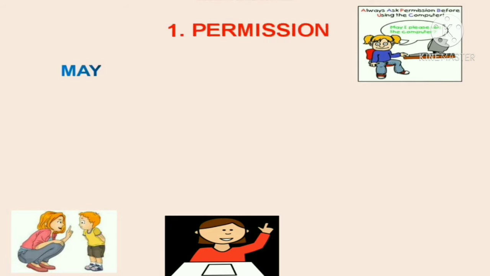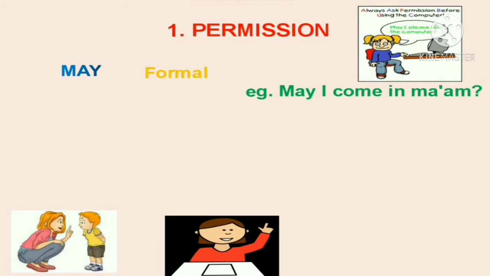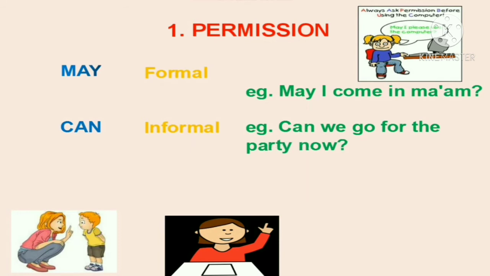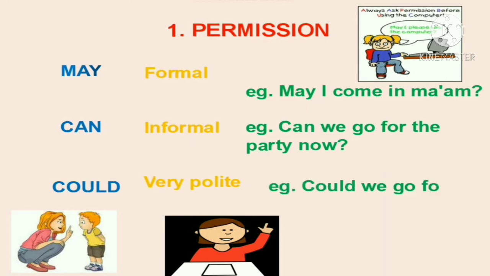Permission, the word used is may. May is always used in a formal way. For example, ma'am, may I come in? Second, can. Can is always used in an informal way. Example, can we go for the party now? And third, could. It's used in a very polite way. Example, could we go for the party now?